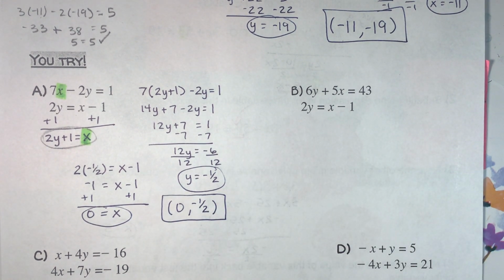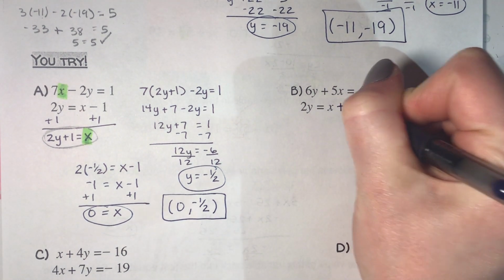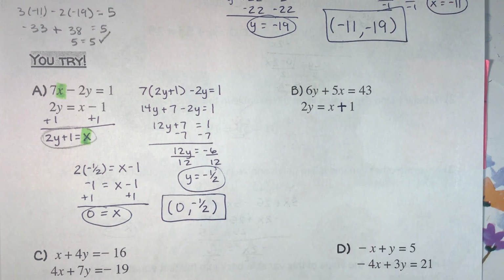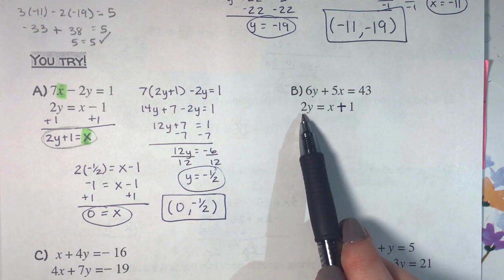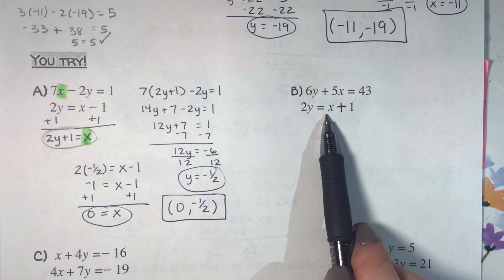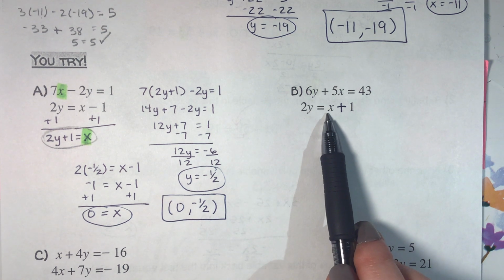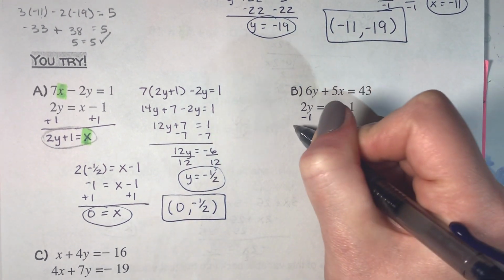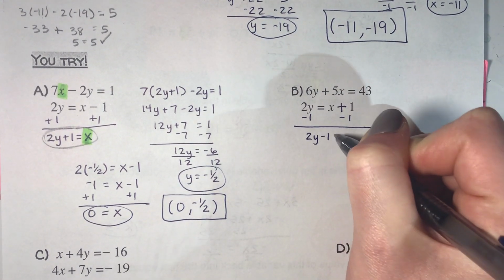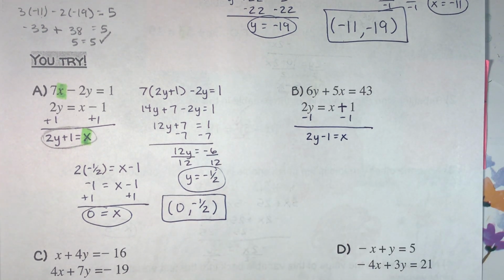Let's go on to example B. Now I do have to tell you there is a little typo in this. Once again, that needs to be a plus sign. If we make that a plus sign, it will be better. All right, look at your coefficients in front of your variables. I have a 6 here, a 5 here, a 2 here, and nothing in front of this x. This x will be the easiest one to solve for. So I'm going to subtract 1 from both sides. So now I have 2y minus 1 is equal to x.